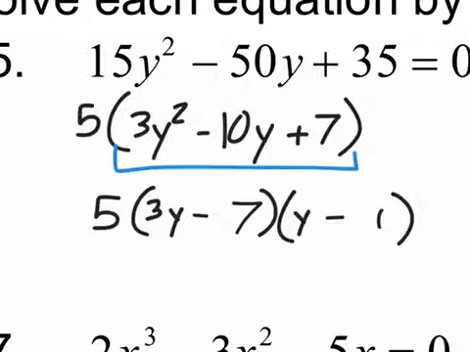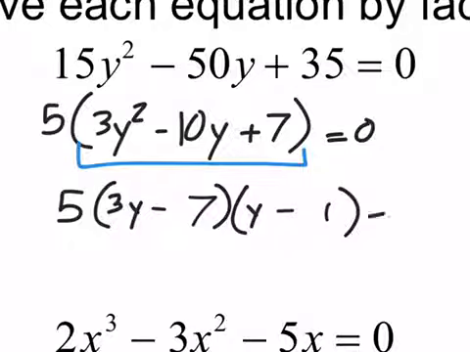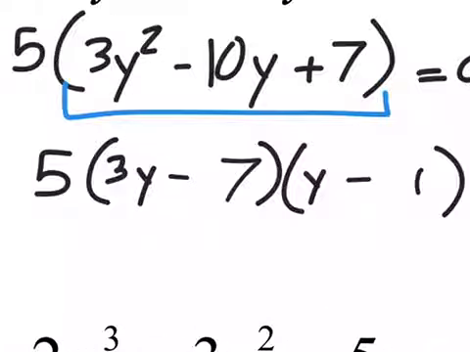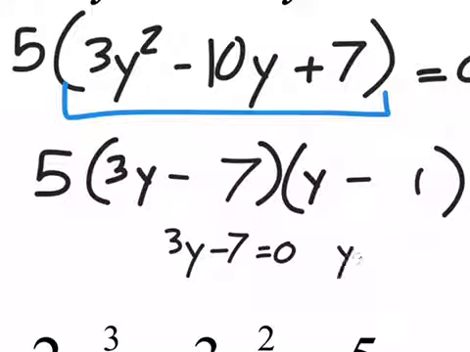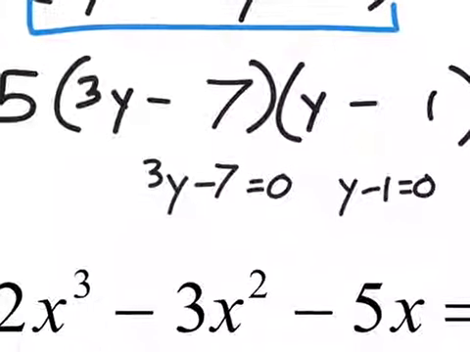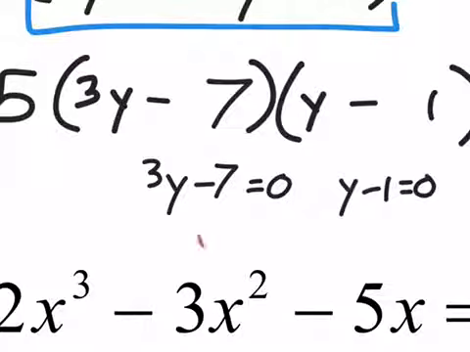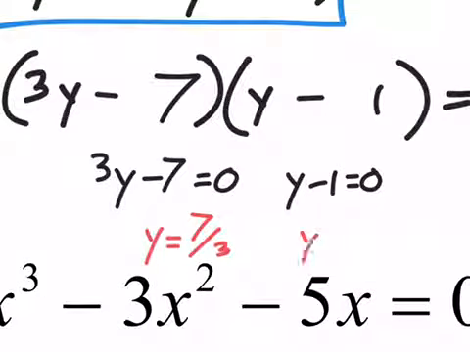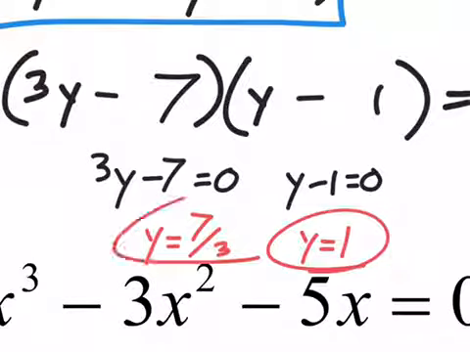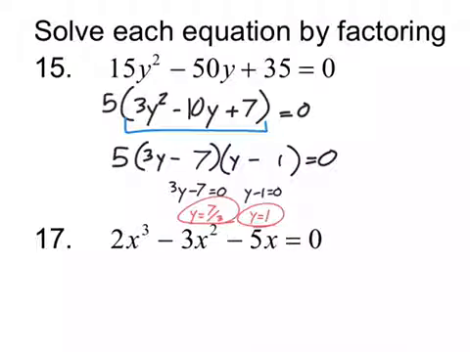Now the solving part on this is the fact that we're equal to 0. So to finish solving, you set up both pieces equal to 0 and solve for y. On the one on the left, I'd add 7 to both sides and then divide by 3. On the right side, I'd add a 1 to both sides. And that is page 4.